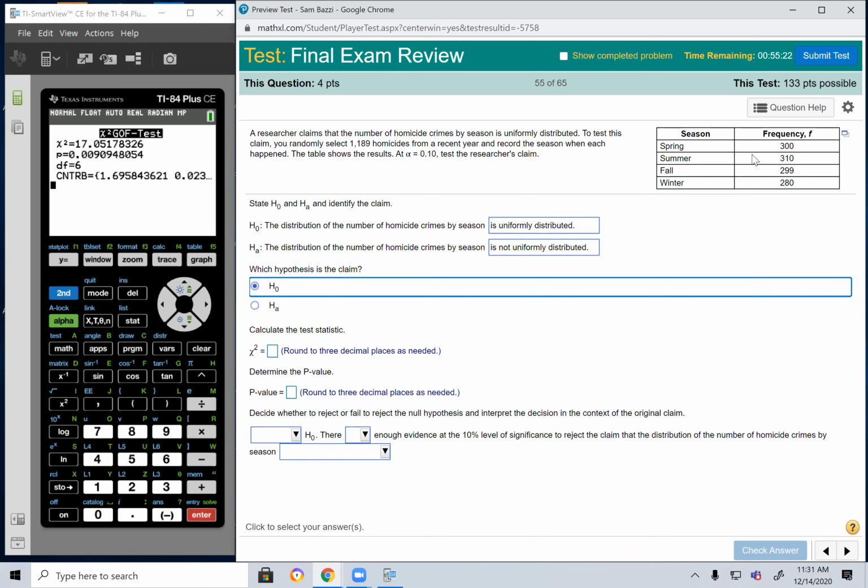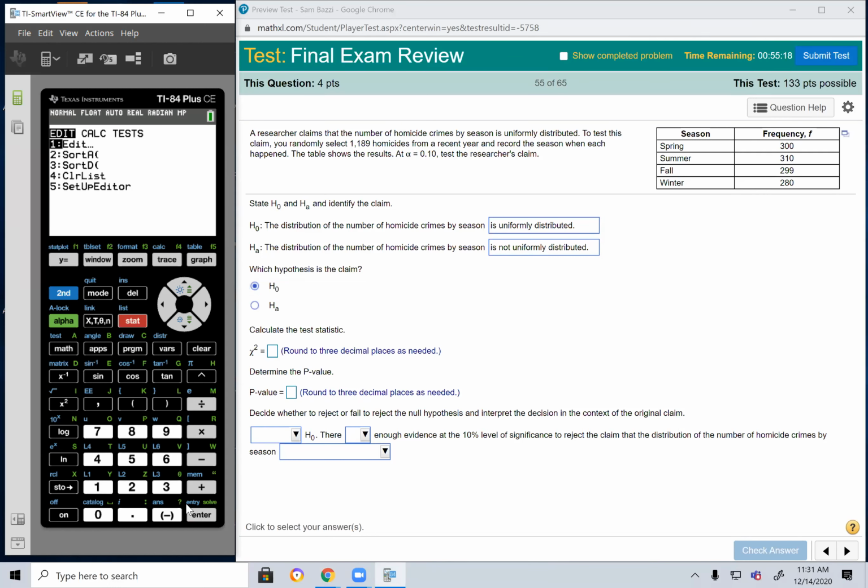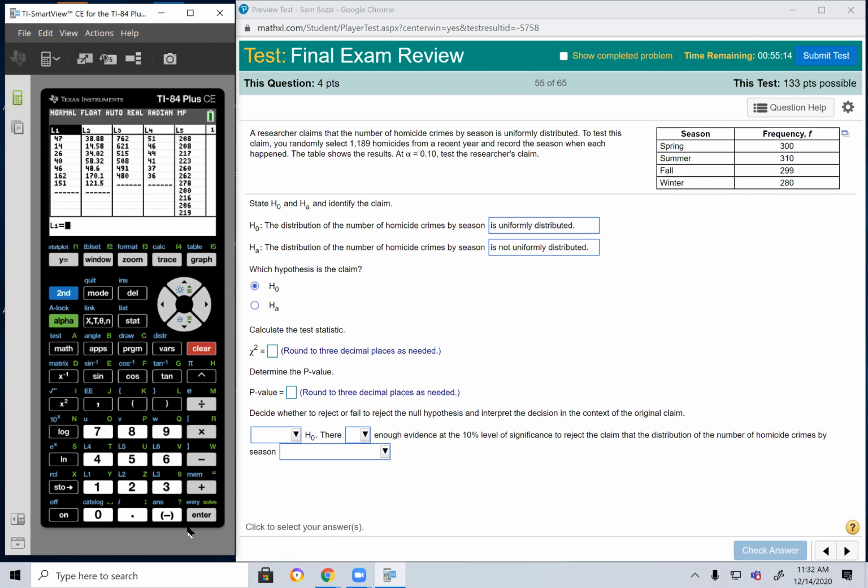Calculate the test statistic, guys. Let me show you how to do that. So we're going to go to Stat, Edit, L1. I'm going to clear it. L2 is going to be a lot easier than in the previous question. So in L1, I have 300, I got 310, I got 299, I got 280.